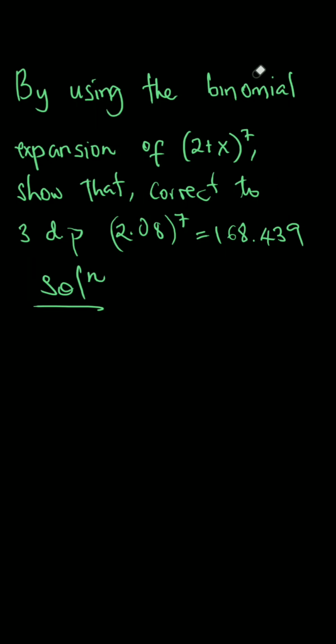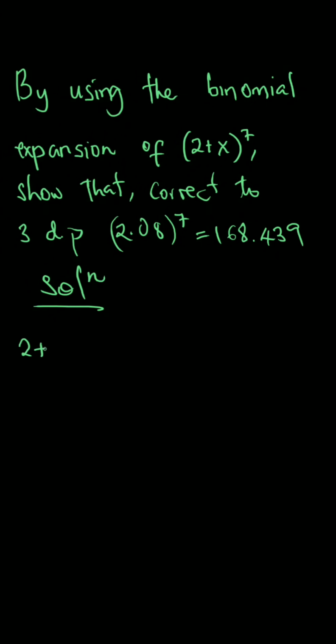By using the binomial expansion of this binomial we have here, show that, correct to 3 decimal places, (2.08)^7 is equal to 168.439. Okay, now let's get to our solution.